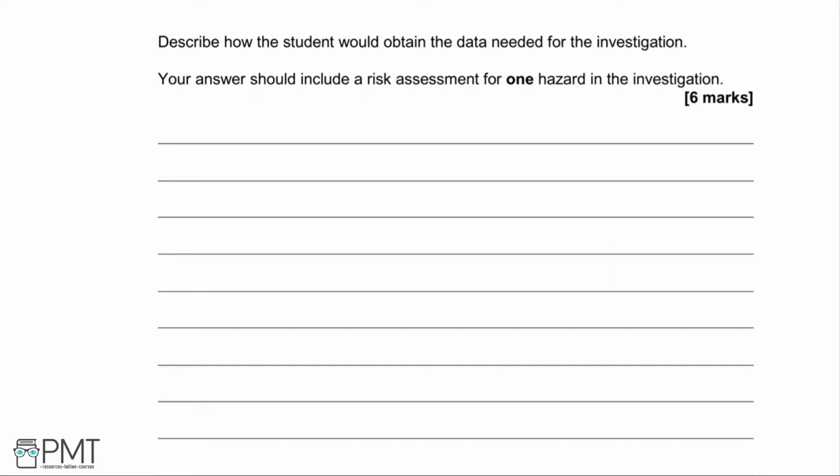Describe how the student would obtain the data needed for the investigation. Your answer should include a risk assessment for one hazard in the investigation, and this is a 6-mark question. So you might get 1 or 2 of these 6-mark questions in your exam paper asking you to describe a practical. What we need is to clearly answer the question, which is how would we obtain the data, and this also needs to be written out very clearly and in a logical way in order to get those full 6 marks.